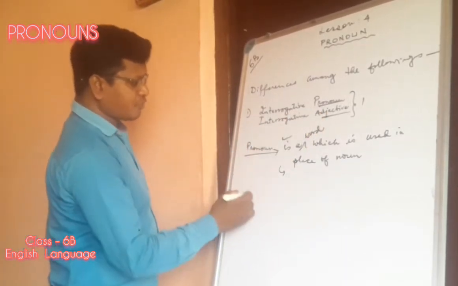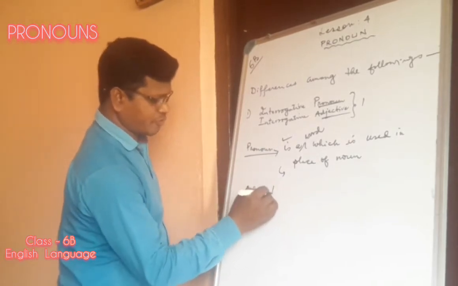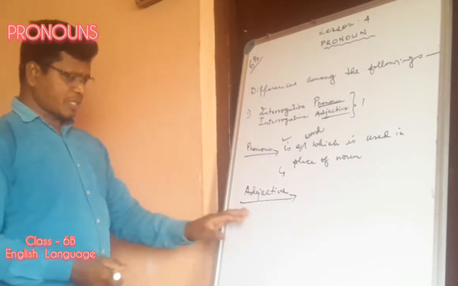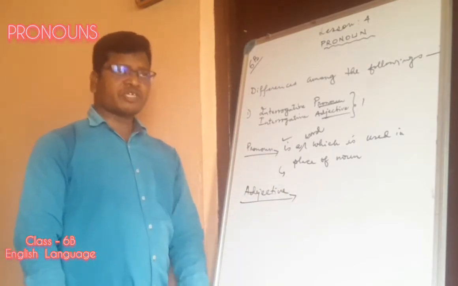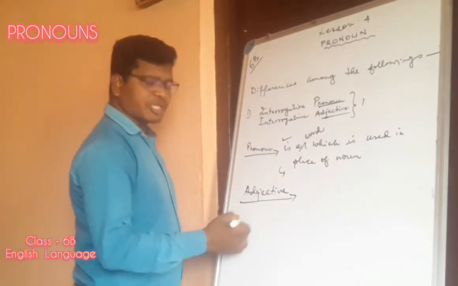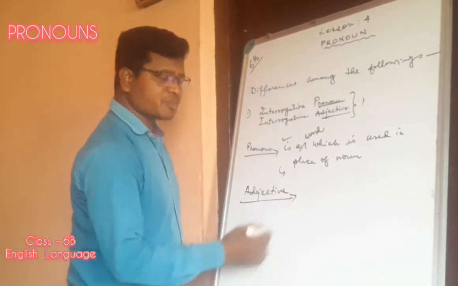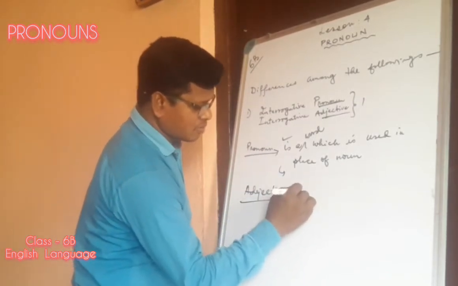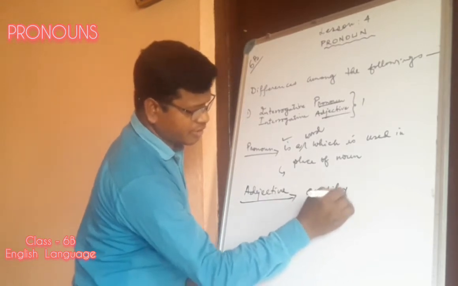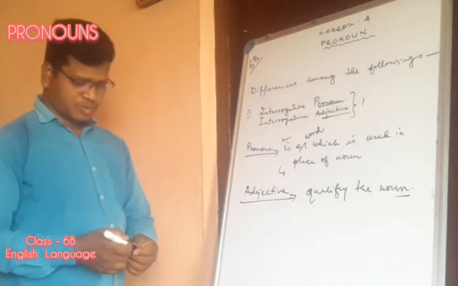And what about the adjective? What does adjective do? What is the definition of adjective, if you remember? So adjectives are the words which talk about or qualify the noun, or give information about the noun. Adjectives qualify the noun. Just remember these things.